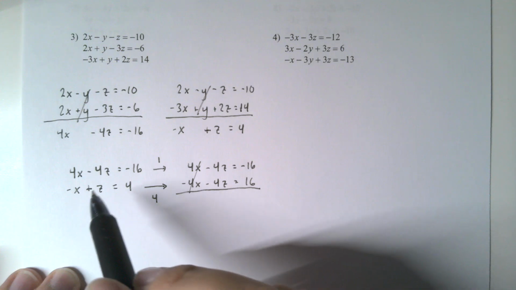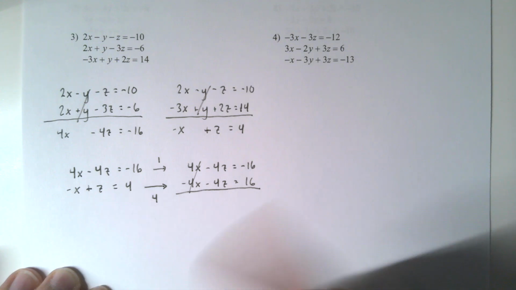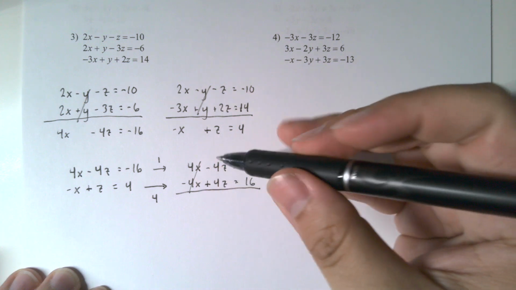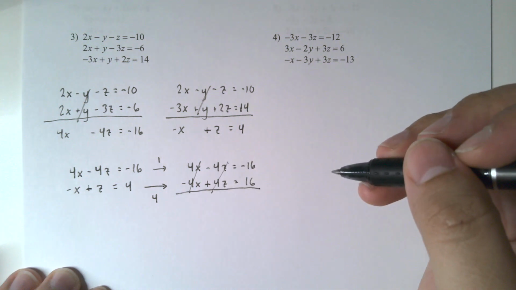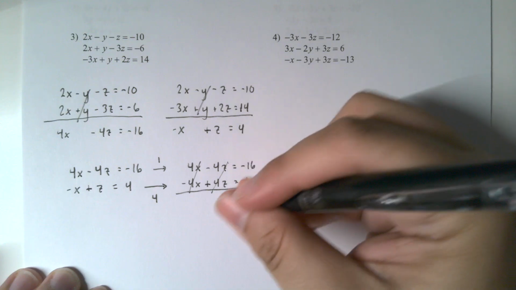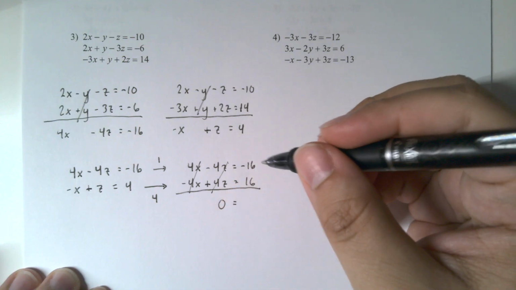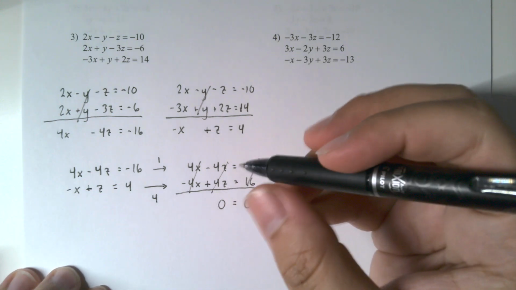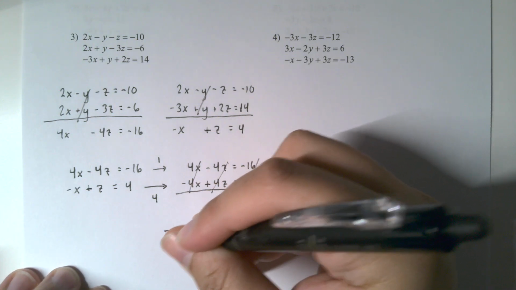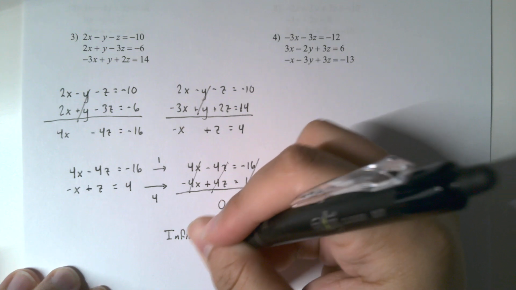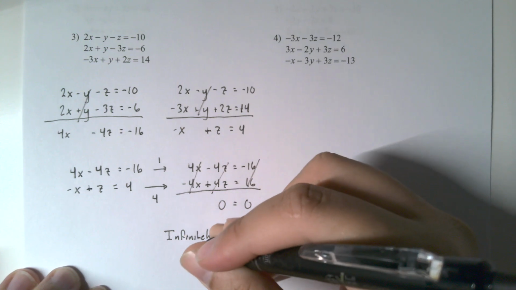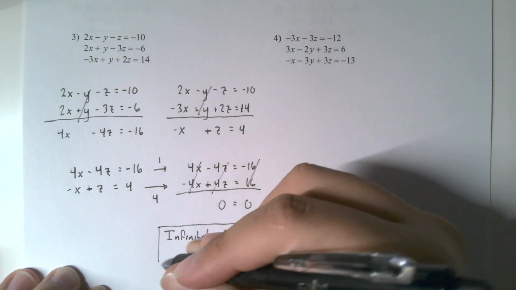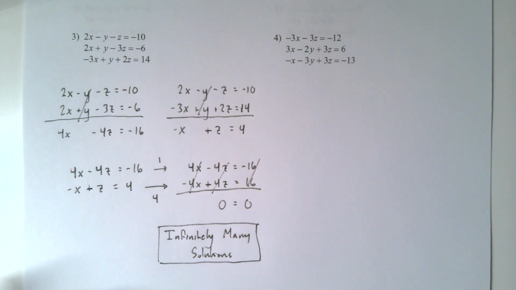Okay, and that works out, because now if I multiply this by +4, this is going to be a plus 4z. And now we get a cancellation here. We have -4z plus 4z. We get 0 over here is equal to -16 plus 16, which is also going to be 0. And since we have 0 is equal to 0, we can say that this is infinitely many solutions. And that's our final answer.